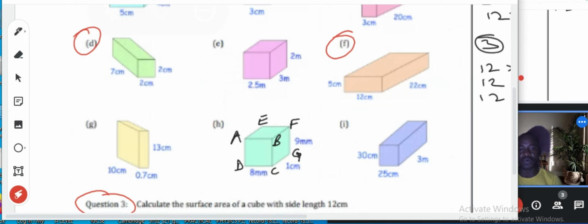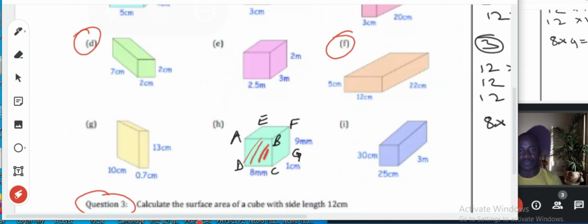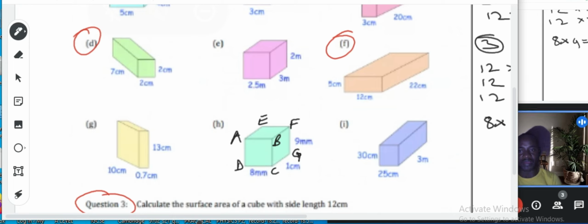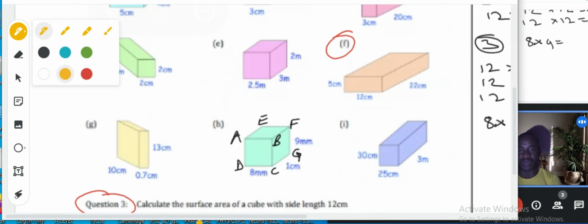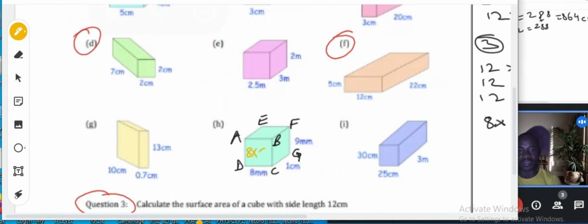Alright, so what's the area of ABCD? That's here. Is that what you're writing? What's the area of ABCD? Just tell me. You can say it. 8 times 9. 8 times 9, okay. So I'll use a different color of marker. 8 times 9.